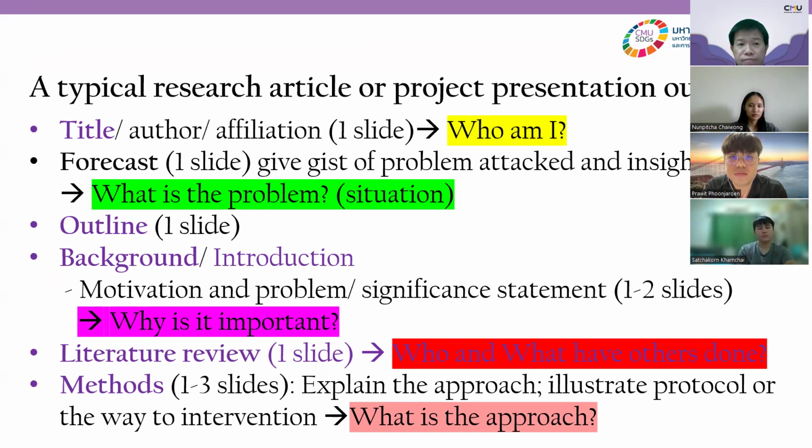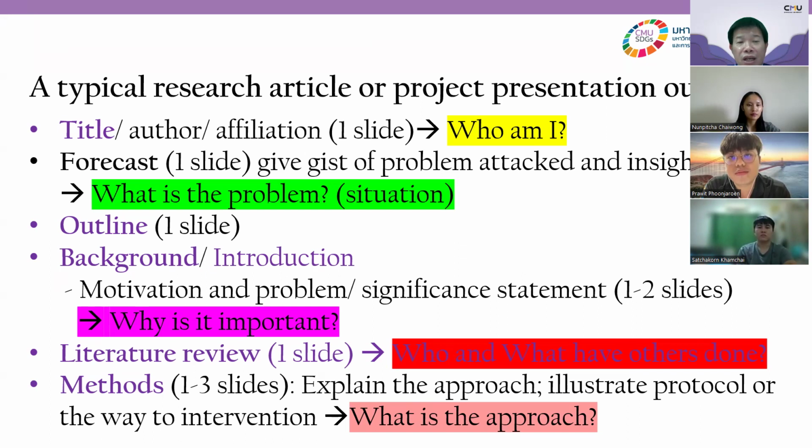One slide, who am I? And for the second, one slide, give a hook or a gimmick about what the problem is, to attract. Some people use a question, like what is the problem? For example, do you know how many OT journals there are in the world? Sometimes people know a few, like the British Journal or the Australian one, but there are still a lot that we never know. But Thai, we have one, JAM, right?